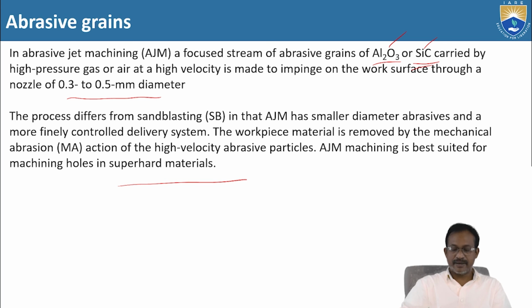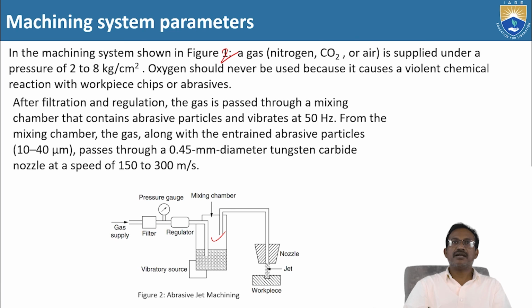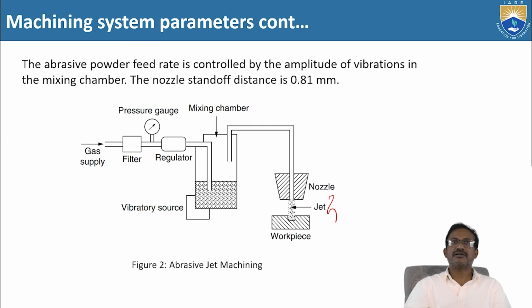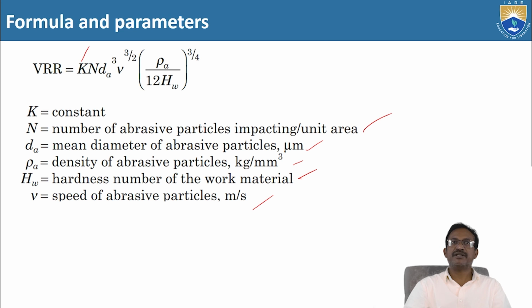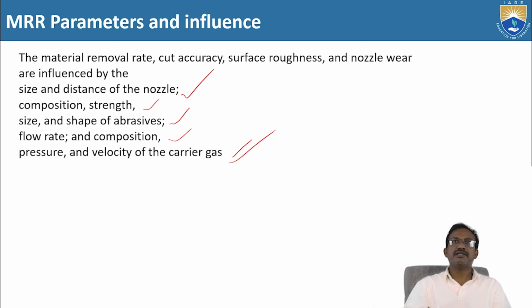All these we have discussed regarding abrasive grains: what are the different materials of abrasives and their sizes, and the other machining system parameters such as gas pressures, vibration units, speed, and that means nozzle standoff distance. These are the complete material removal rate parameters. This is the formula we have already discussed.